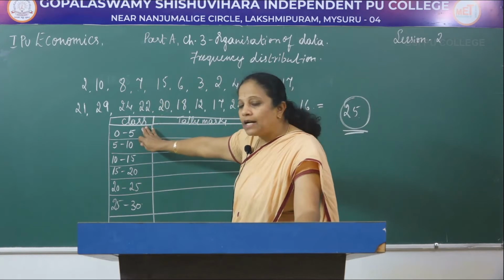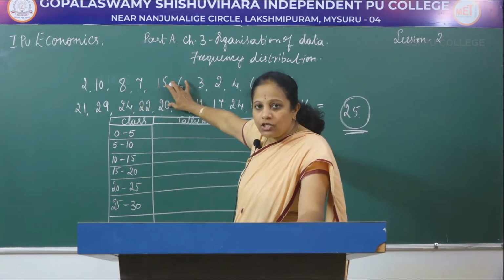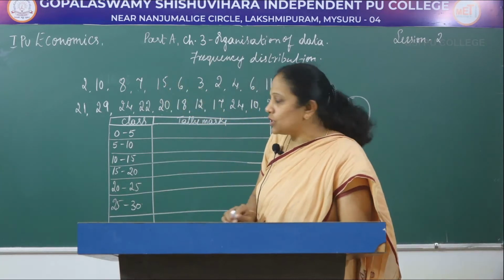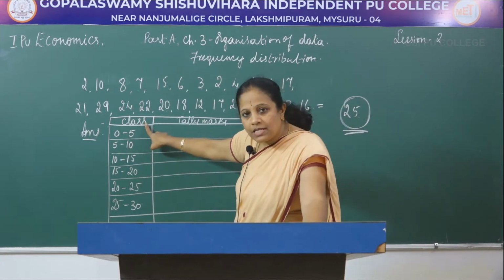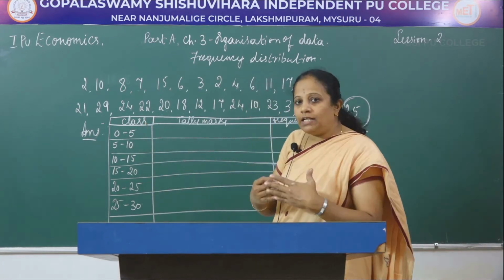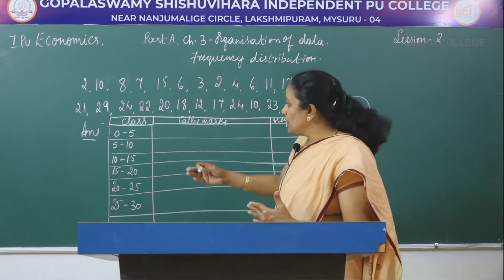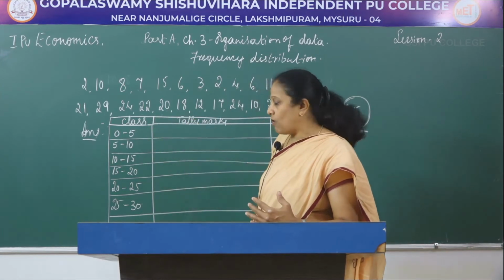We have to decide the class. Only these numbers are given to you and you are asked to create a frequency distribution. The answer is here. First, we have to decide the class. You all know that data are presented in a textual way or a tabular way. So, here we have constructed the table with the help of rows and columns.